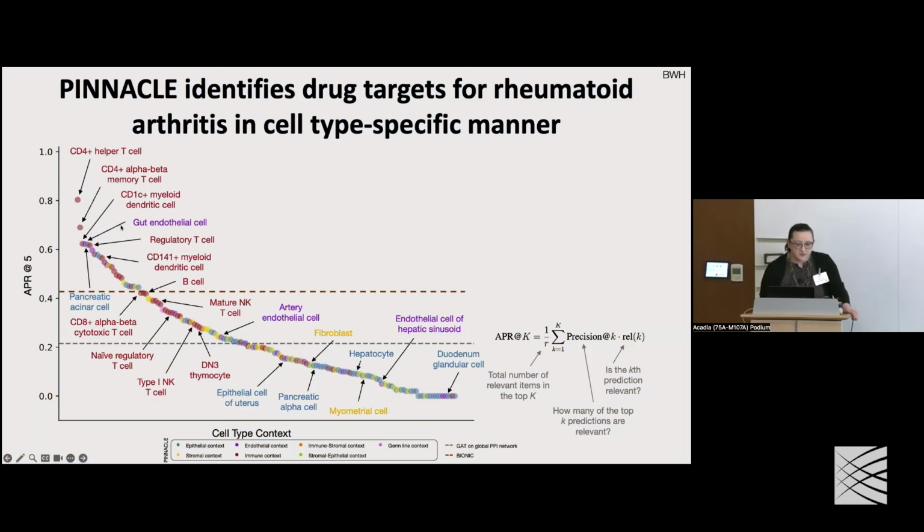therapies. What we can see here is that cell types that are deemed most predictive by Pinnacle give performance that is much, much higher than performance that can be achieved by using context-free multimodal network integration in the form of the state-of-the-art model Bionic, which is this horizontal dashed red line, or what can be achieved using the reference protein interaction alone that is not contextualized by cell type context.